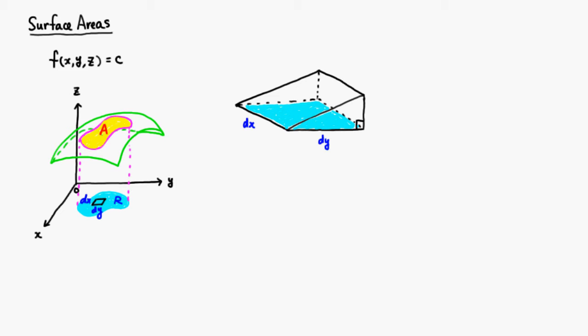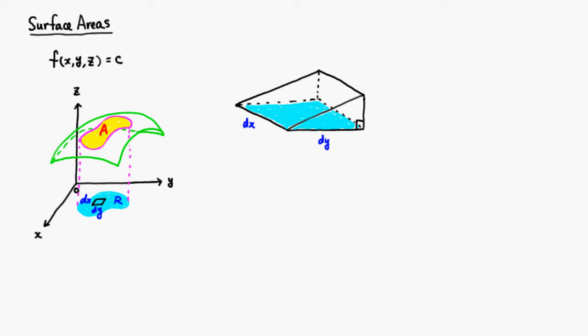All right, let's look at surface areas. Let's say you have a surface in three-dimensional space. Its equation is f of x, y, z equals c. Then we have a region in the xy plane, which is the projection of the region that we're interested in. So we're trying to find the area on the surface over this region on the xy plane, right? So this area here is what we're interested in.